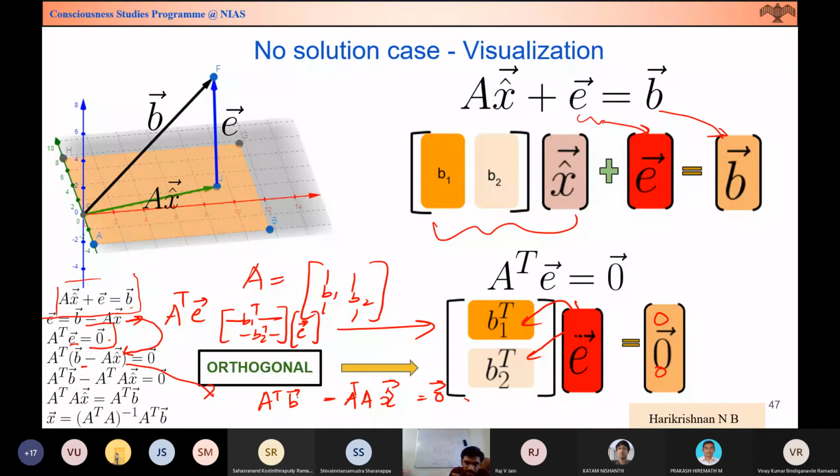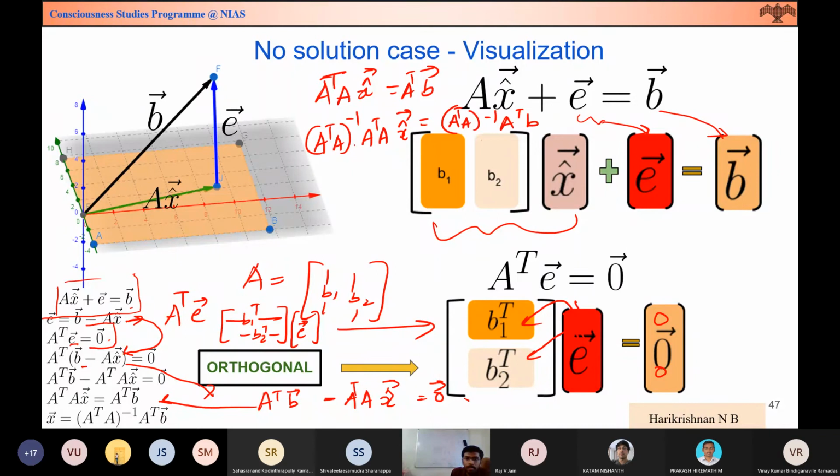So I can write A transpose A x cap equal to A transpose b. Then x cap is equal to A transpose A whole inverse A transpose b. So from here, I am taking the inverse of A transpose A on both sides: A transpose A whole inverse times A transpose A x cap equals A transpose A whole inverse A transpose b. So this will be the identity. So x cap is equal to A transpose A whole inverse A transpose B. Now we have found x cap.